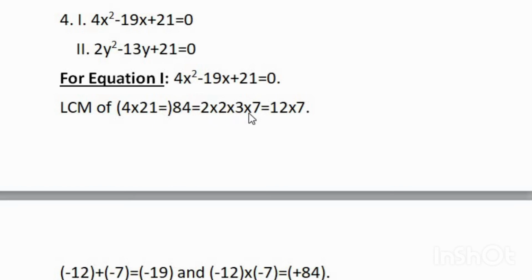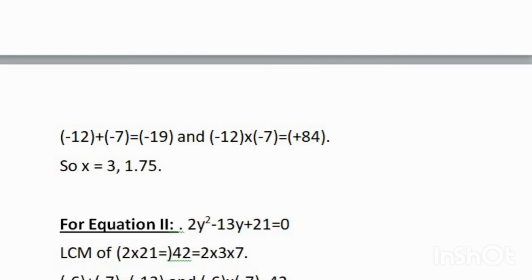You will get 2 into 2 into 3 into 7, which can be written as 12 into 7. Why have we written 12 and 7? Because when you multiply, you will get 84 as the answer, and when you add these two numbers, you will get minus 19. How will you get minus 19? Take the numbers as minus 12 and minus 7.